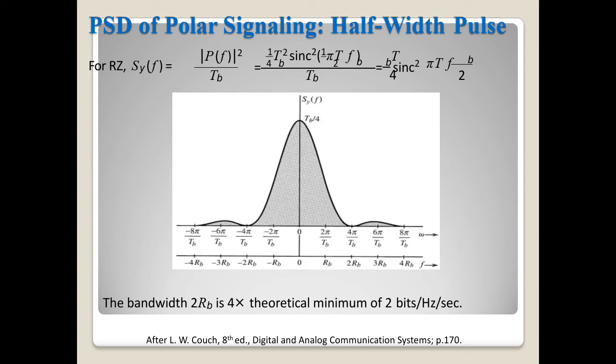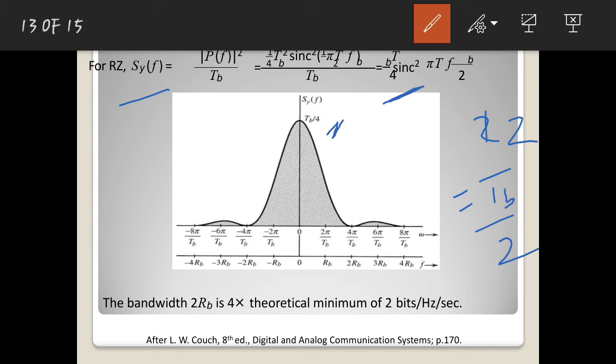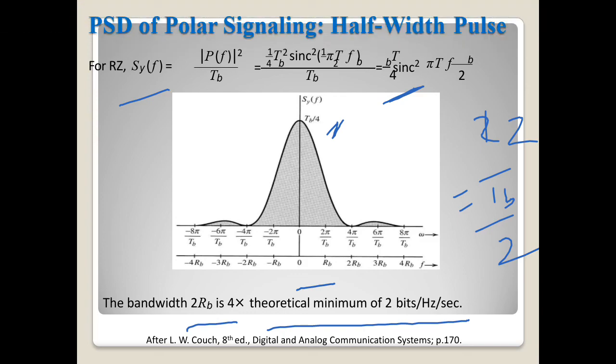So how do we represent a half width pulse, which means that it is RZ? For RZ, it is TB by 2. So your output spectrum will have TB squared by 4. That's how you have the magnitude as TB by 4. The bit rate is RB. The bandwidth is going to be 2 times. Theoretically, it is 4 times RB bits per second because it is half the time period in which the bit is being transmitted.